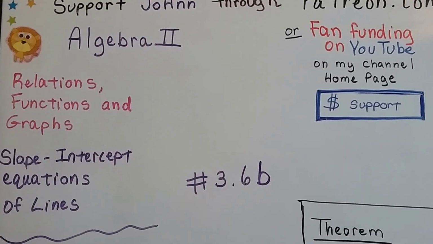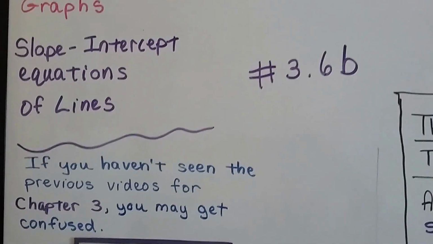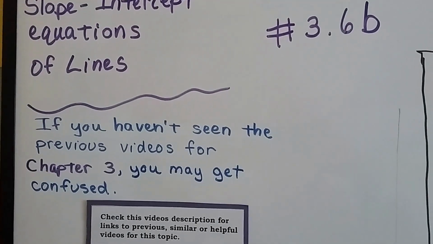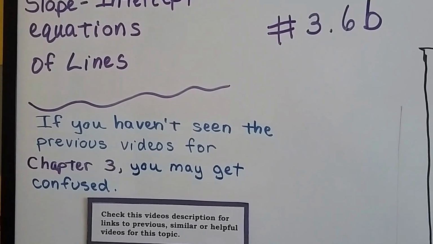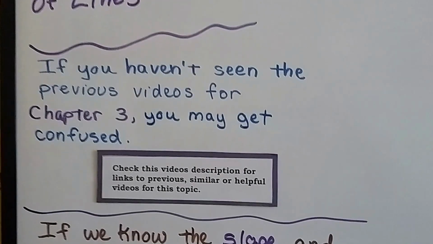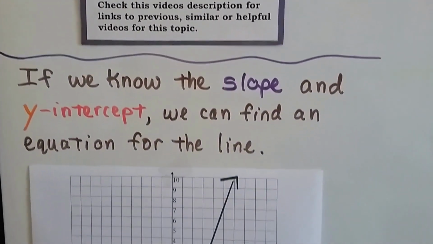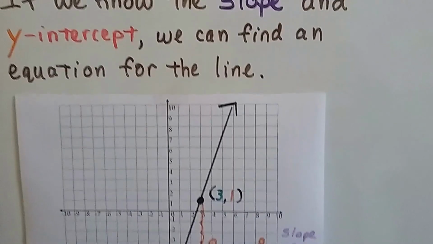Algebra II 3.6b Slope-intercept equations of lines. If you haven't seen the previous videos for Chapter 3, you might get confused. This is 3.6b. There was a 3.6a before this, and you can click on this video's description to go right to it. If we know the slope and y-intercept, we can find the equation for the line.